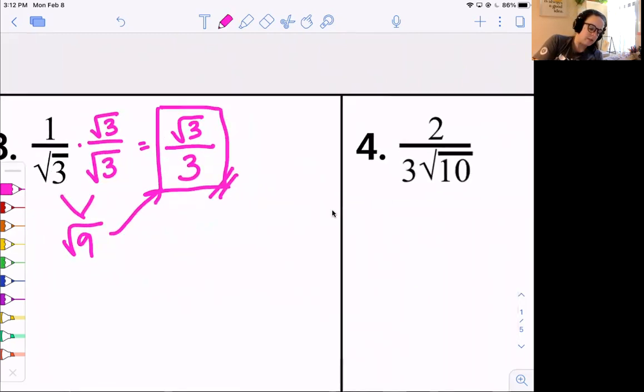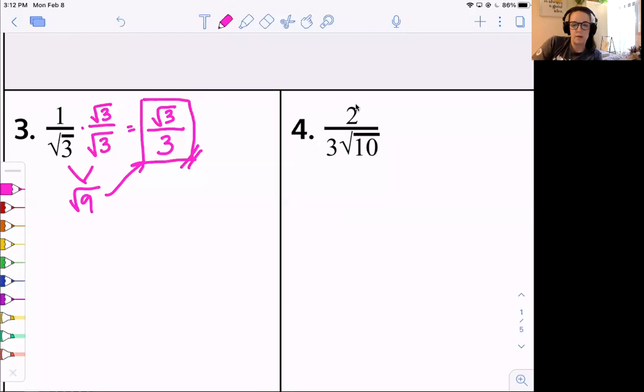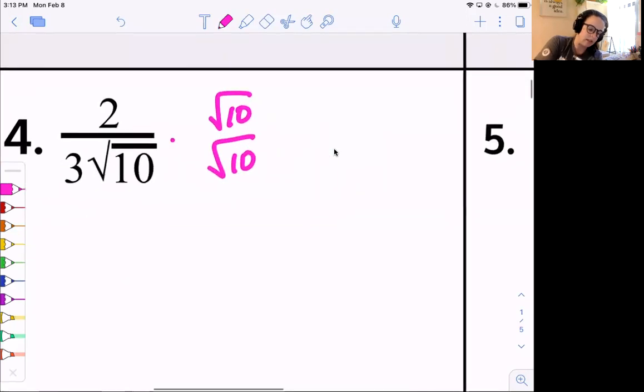So we have a similar problem for number 4, but this time we have a 3 in front. You might be thinking like, oh, I'll just multiply by 3 root 10 and 3 root 10. That's going to make it like unnecessarily complicated. We can just multiply by square root of 10 on top and bottom. So that's going to look like this.